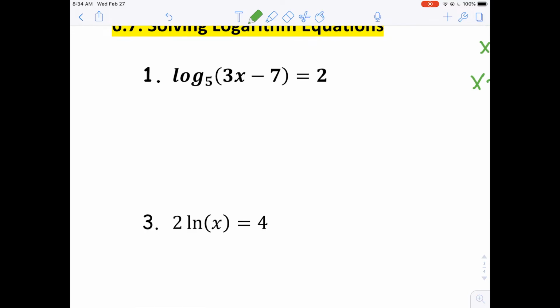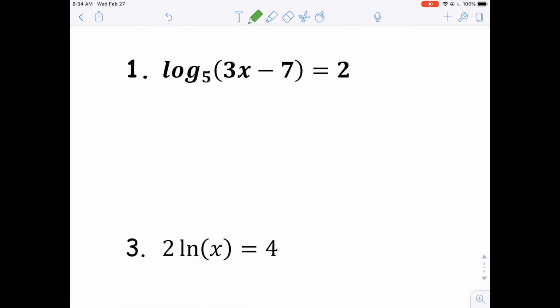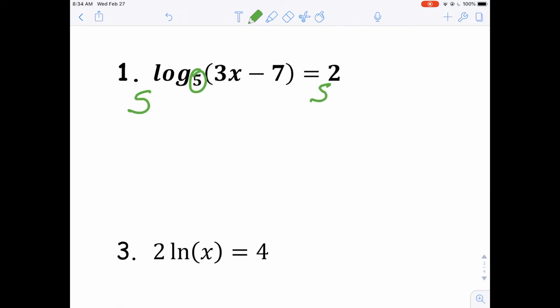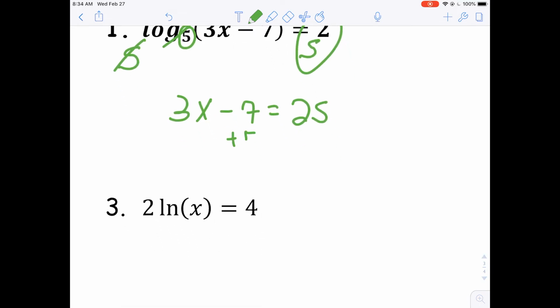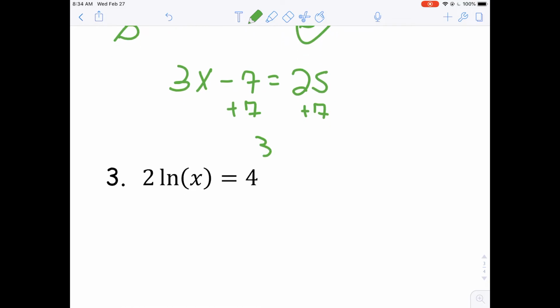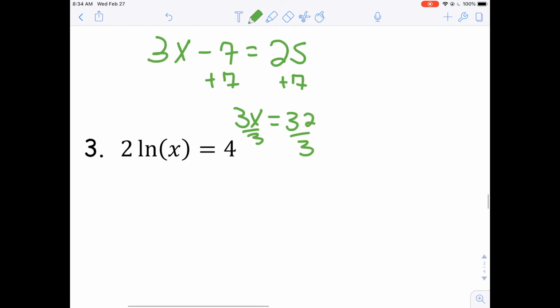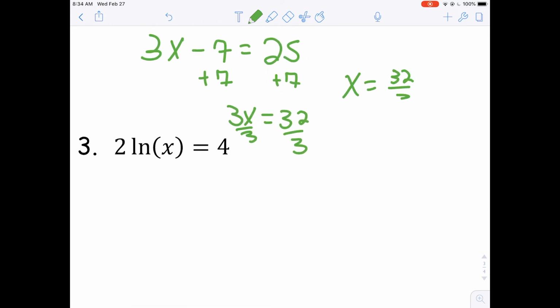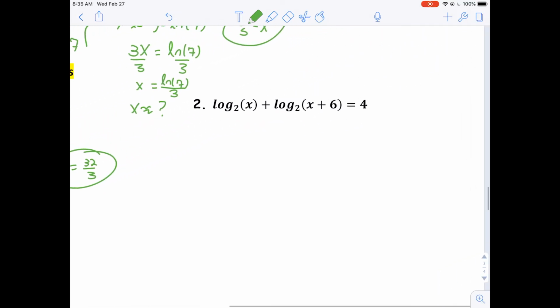Okay, solving logarithmic equations. So to start this one, what I would do is, because we're base 5, exponentiate both sides with the base of 5. So then this is going to cancel. We're going to be left with 3x minus 7. Then on this side, 5 squared is 25. Add 7 to both sides. 3x equals, what is that, 25 plus 7, 32. Divide by 3. So x equals 32 over 3. Done. Next one.